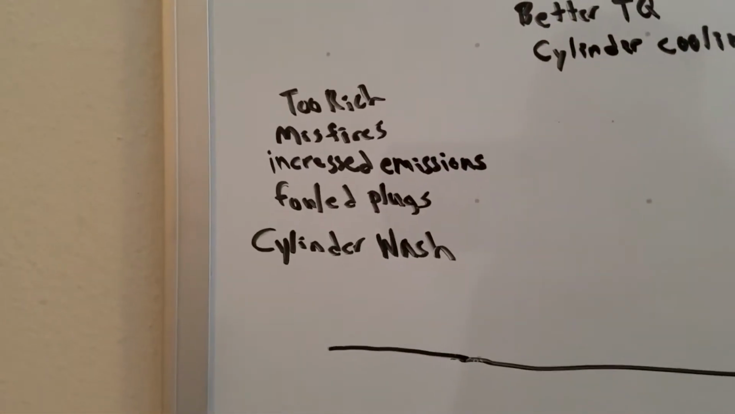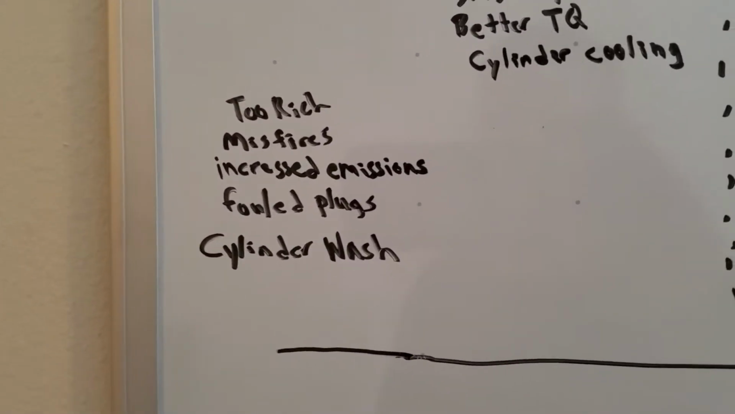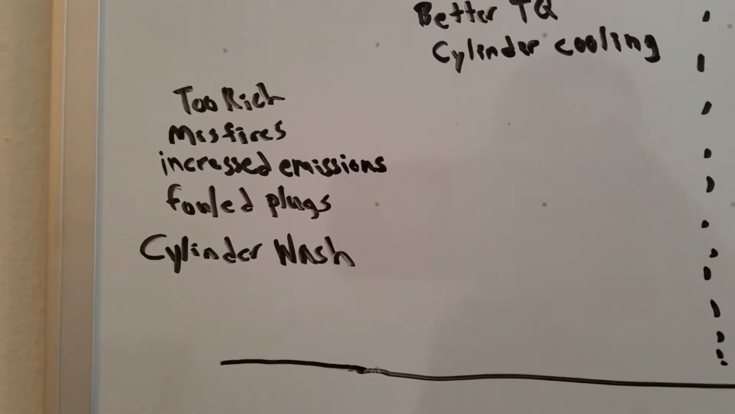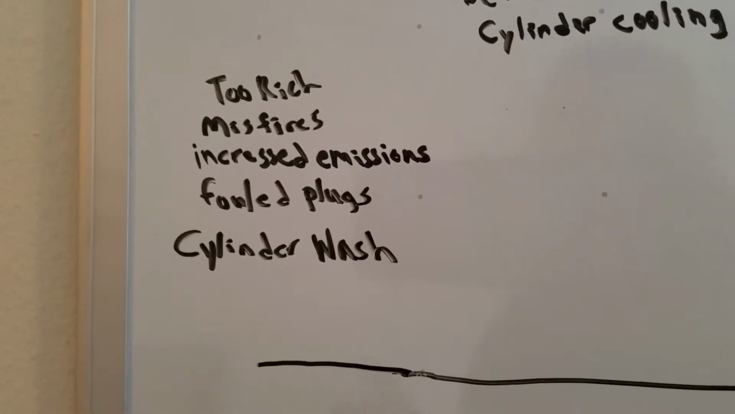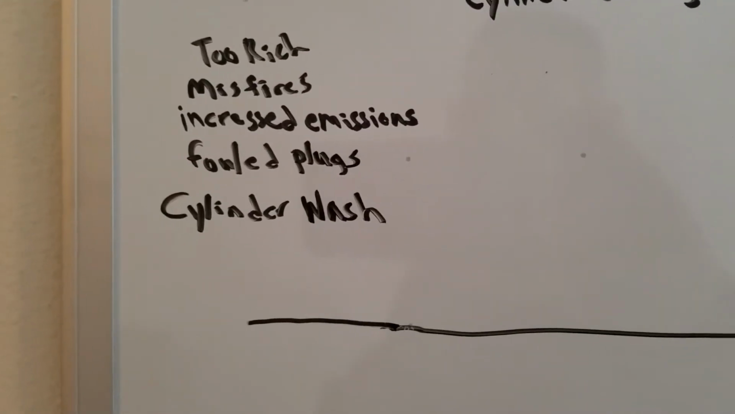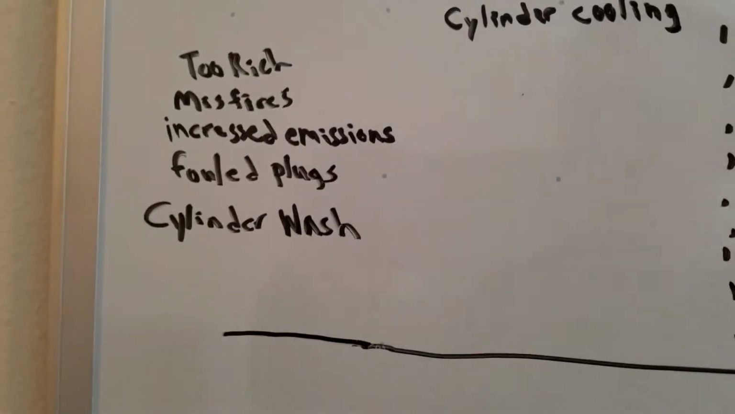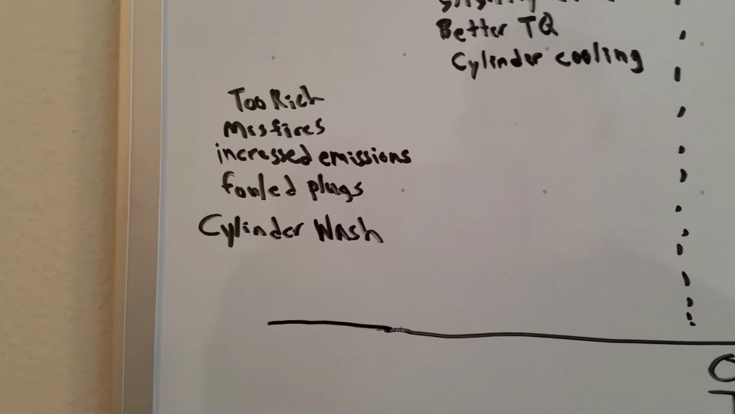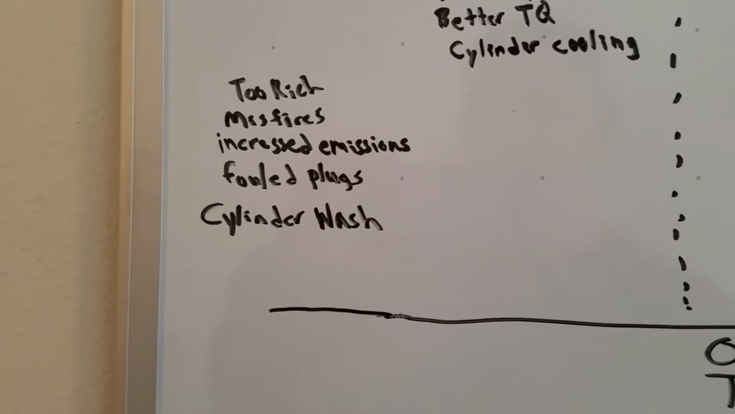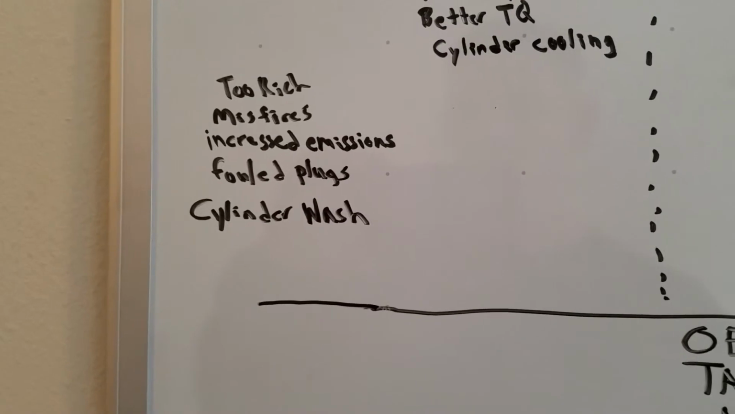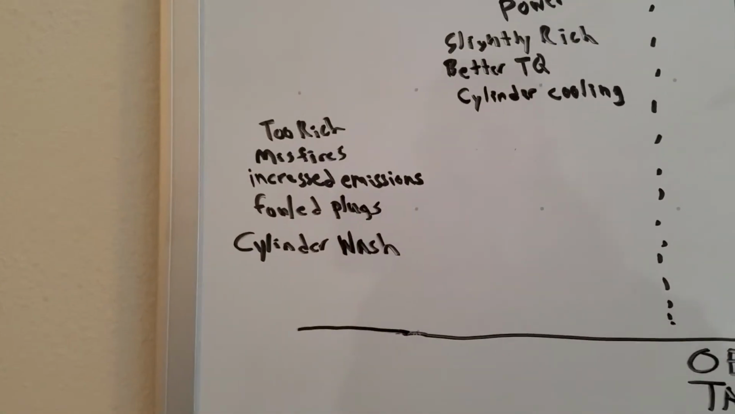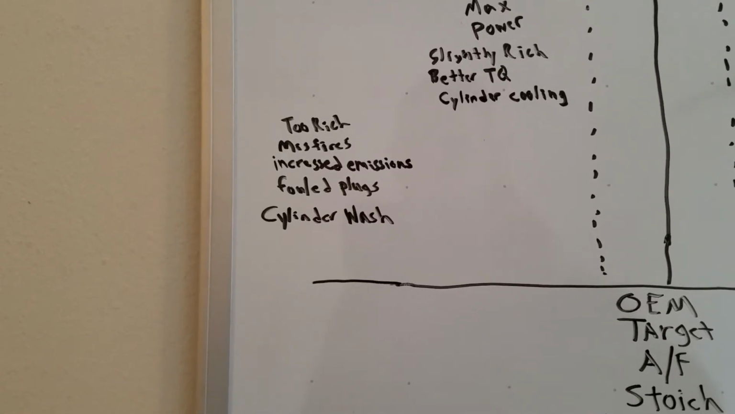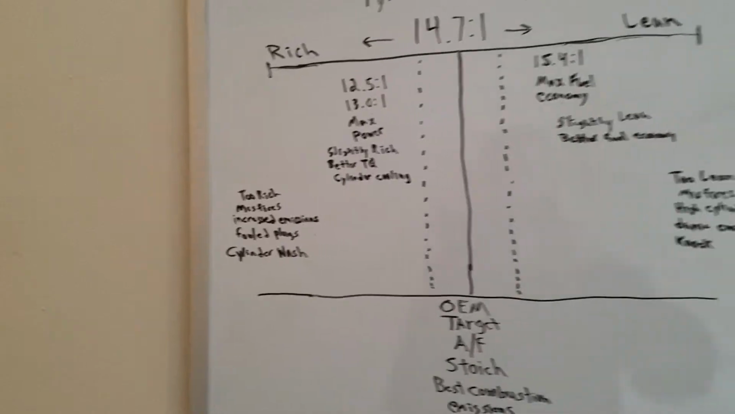But now we can also get too rich, and too rich will cause misfires, increased emissions from unburnt gas coming through. That can also clog up and damage your catalytic converters and emissions equipment, and foul your spark plugs out. It can also cause cylinder wash, which is where we have too much fuel in the cylinder, and the fuel acts like a solvent and will basically wipe the oil off the cylinder walls. Then you're going to have increased wear, increased blow-by, reduced compression, and it's going to wear out your cylinders. We don't want to go that far over to the rich side either.